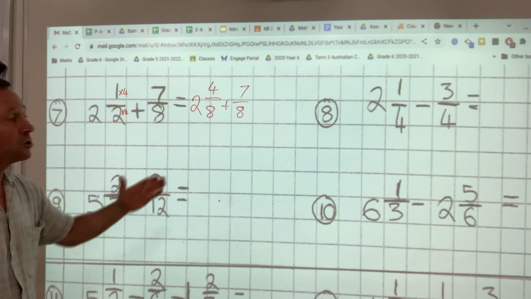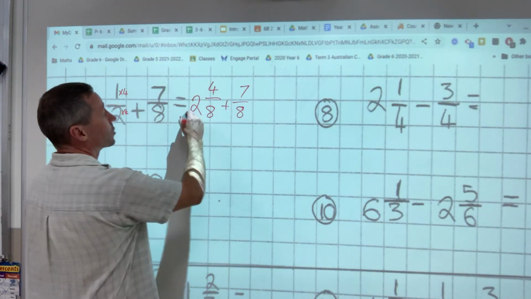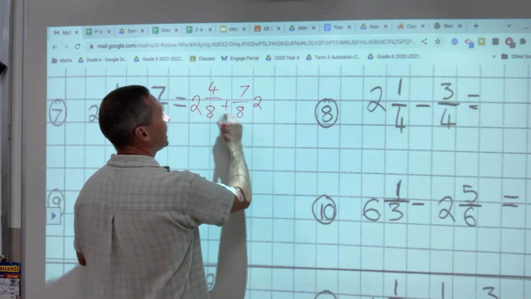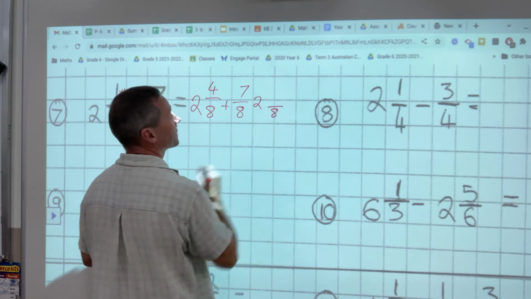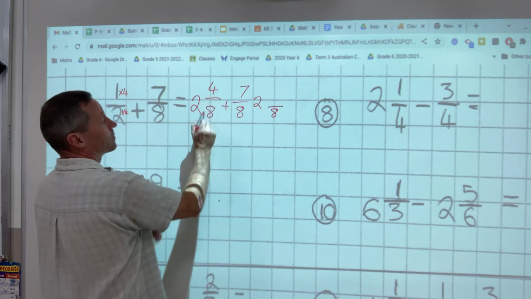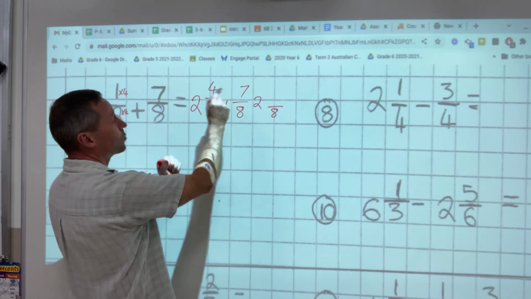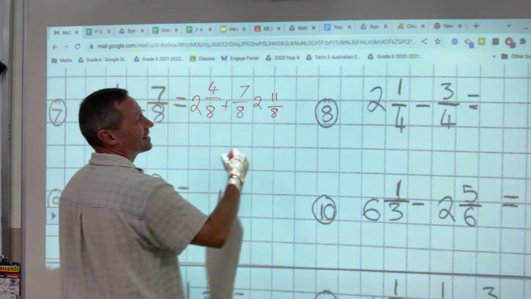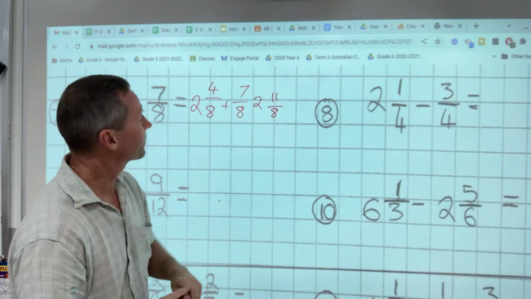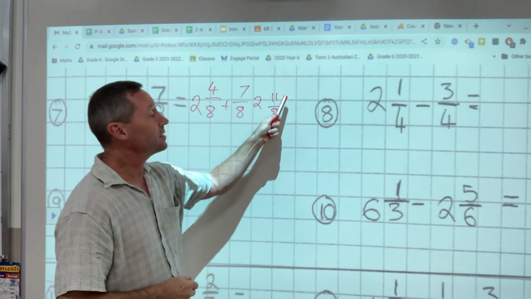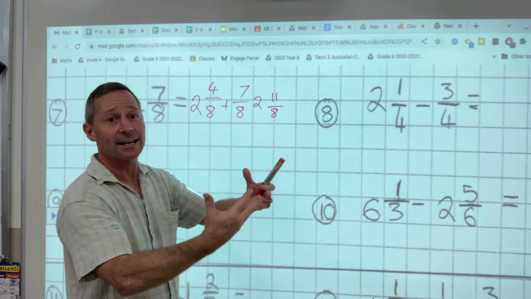Okay. Could do it this way. I've got 2 wholes. The 8 is the denominator. And then because they're the same, I can just go straight across. 4 plus 7 is 11. Now this is not the correct answer, because 11 is greater than 8, it's bigger than 8.